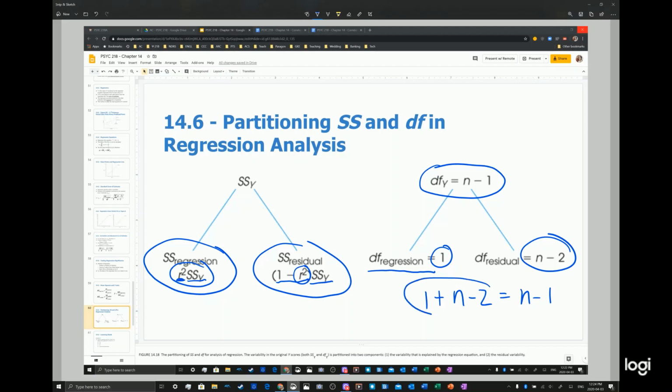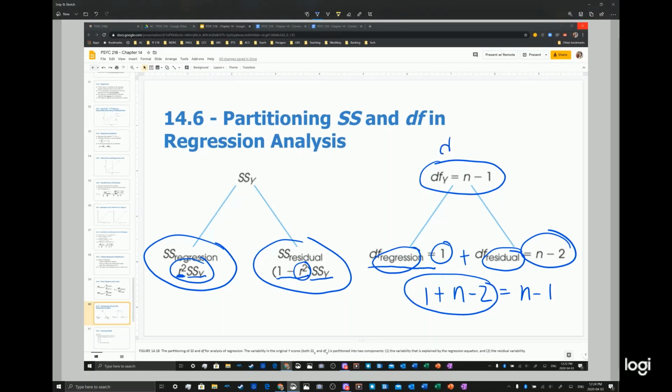So the same concept for degrees of freedom in ANOVA: the components, your regression degrees of freedom and your residual degrees of freedom, add those together, and you would get your degrees of freedom total. Here, the total is y. It's n minus 1. That's everybody.